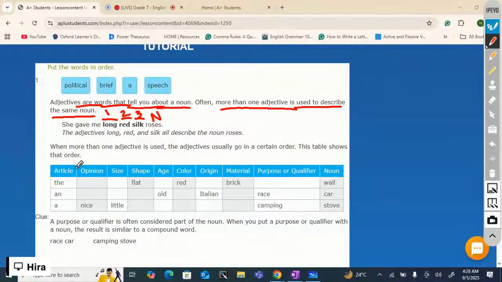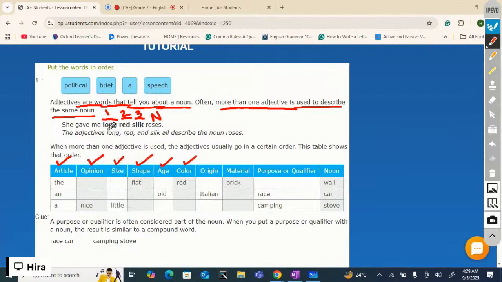The table shows that order. Okay, first mention articles, then give your opinion, then write about the size, like long, little, short, small. Then shape, flat, then age, old, or then color. See, long, size. If you skip any of these, then move to the next one.